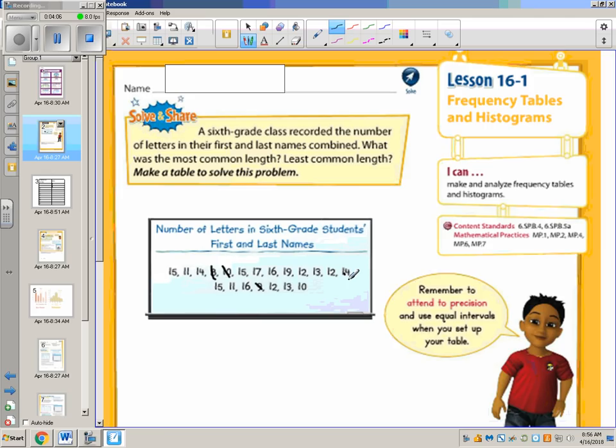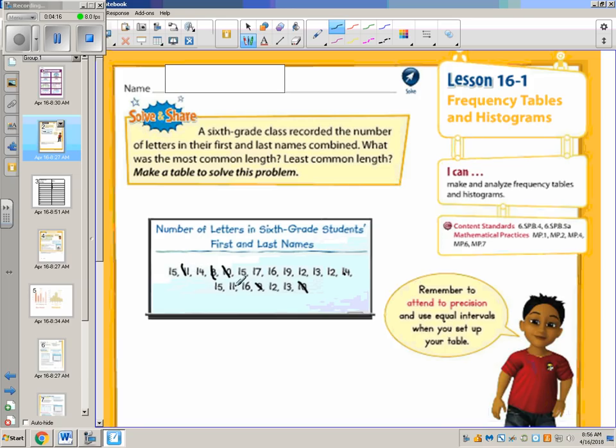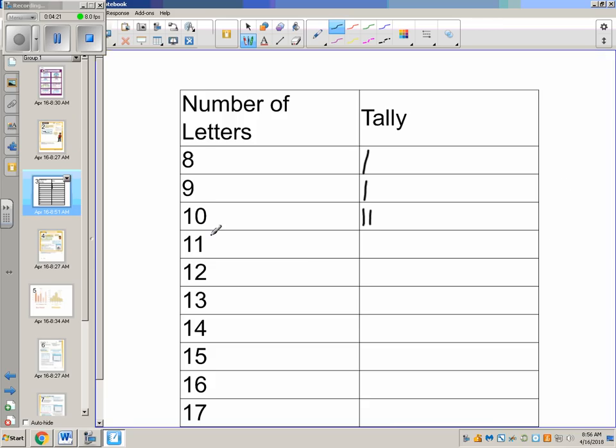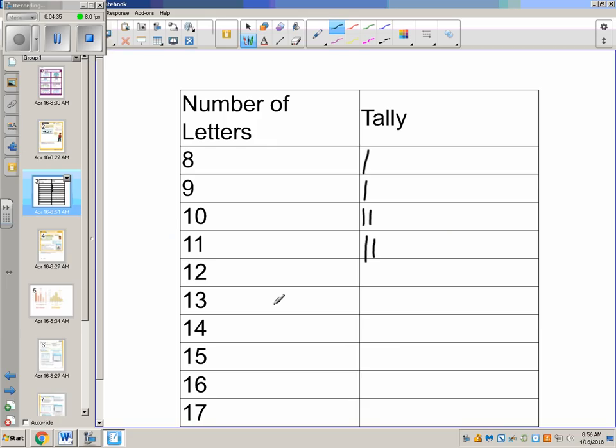For 10, I see 1, 2. So I'm going to put 2. For 11, there's 1, 2. So I'm going to put 2 tally marks on my 11, so on and so forth. So you guys kind of get the idea of how to do this. So you guys, like I said, can make your table underneath here. I just didn't have the space to do that. So I saw 3 people had 12.